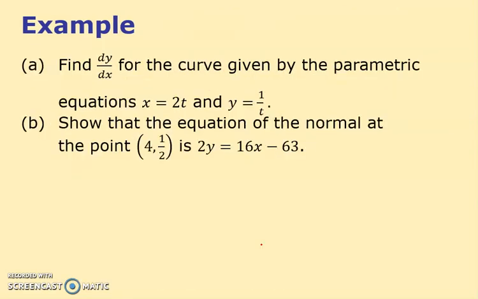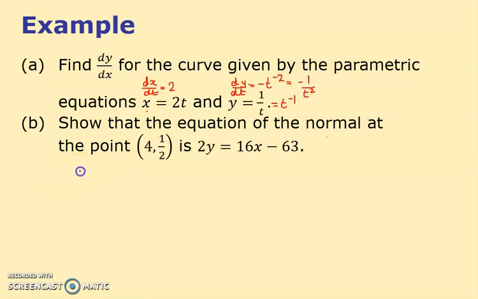I'll go try this one and see if we can quickly do it. Find dy by dx for the curve given by this. So again, dx by dt is my first thing I'm going to do, equals 2. Well, this, of course, is t to the minus 1. So when I find dy by dt, I'll get minus t to the minus 2, which is minus 1 over t squared. Okay, I've done that.